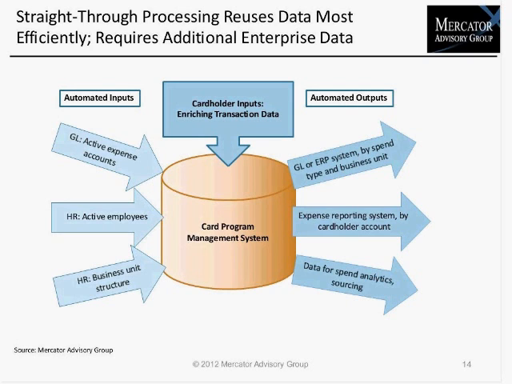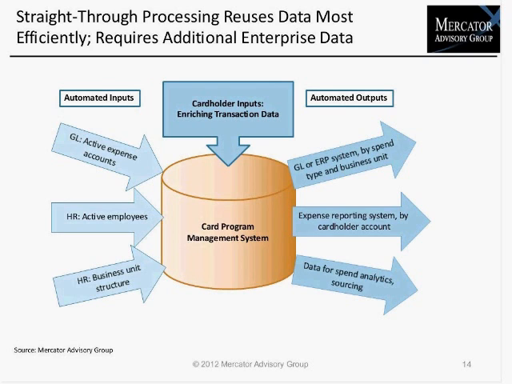The second arrow there is expense reporting by cardholder account. As an individual cardholder, I have to account for my expenses. I can generate that in an automated way. And then finally, the third one, as we mentioned earlier, is data for spend analytics. Now we have richer data, and we have the ability to sort by which part of the organization spent it and which individuals spent it.